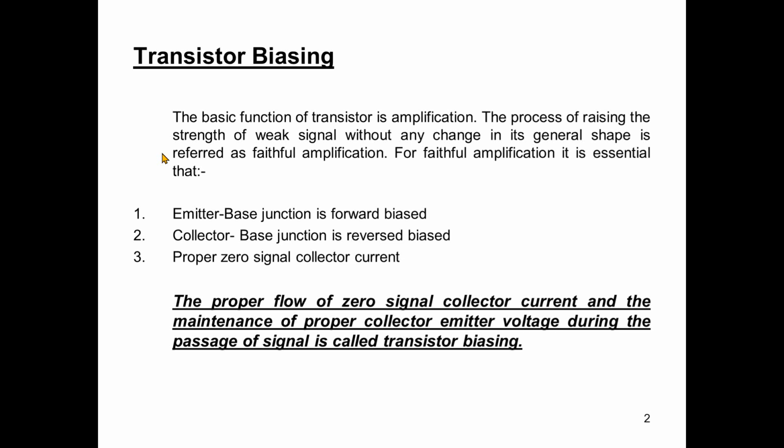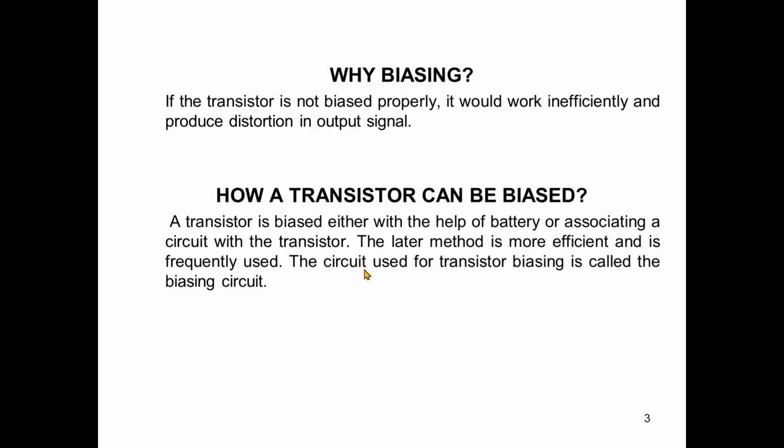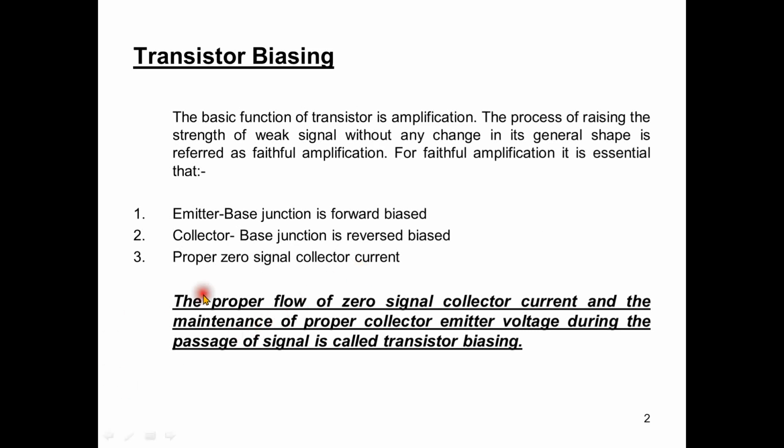referred to as faithful amplification. For faithful amplification, and also to make the transistor act as an amplifier, the emitter base junction should be in the forward biased state and the collector base junction should be in the reverse biased condition. So the proper zero signal collector current has to be maintained. This is the most important aspect of transistor biasing. The proper flow of zero signal collector current and the maintenance of proper collector emitter voltage during the passage of signal is called transistor biasing.